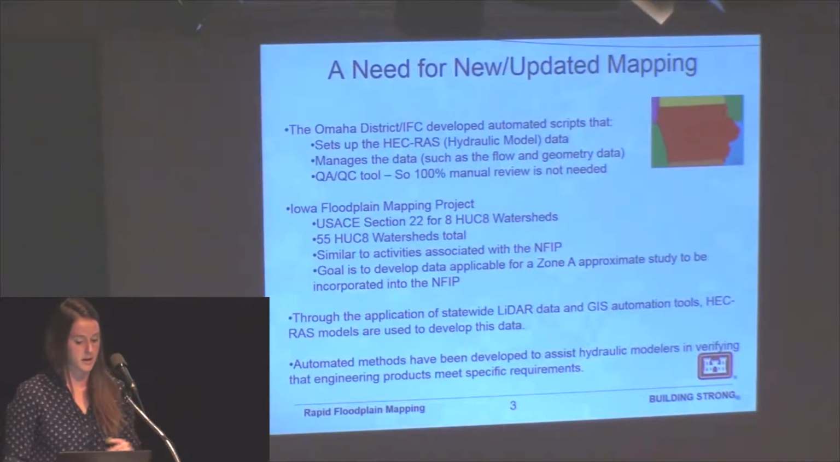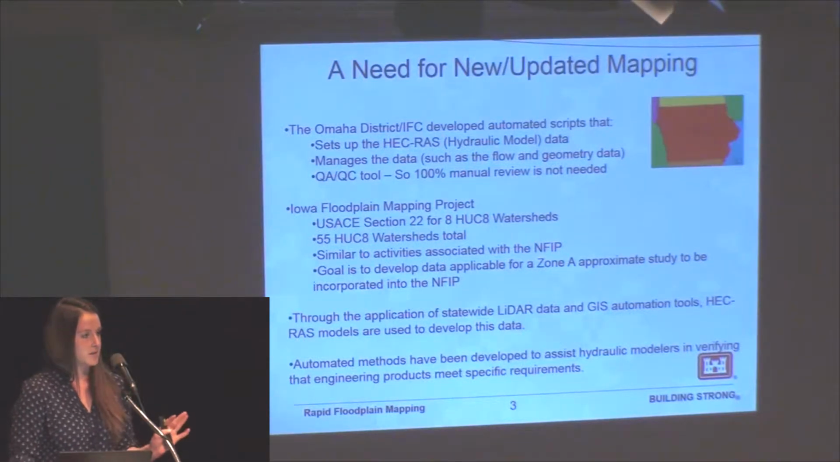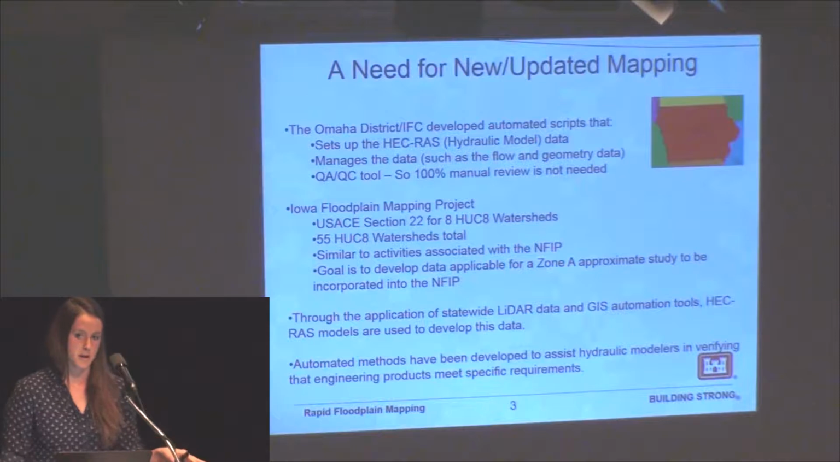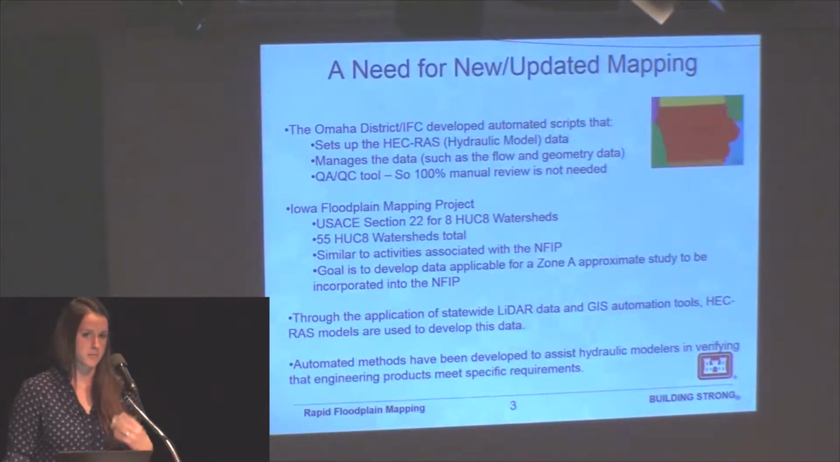So the Iowa Floodplain Mapping Project through USACE was a Section 22 PAS study. And there's a lot of background on the funding and stuff like that. I always tell my boss that I don't care where the funding comes from, I'm just really good at spending the money.